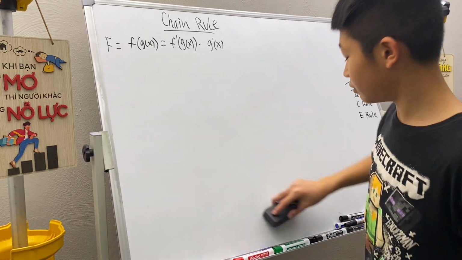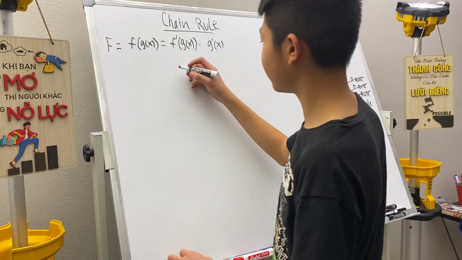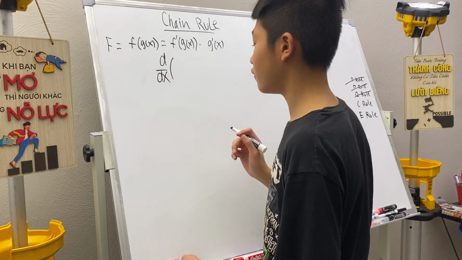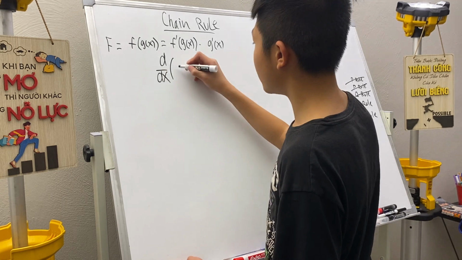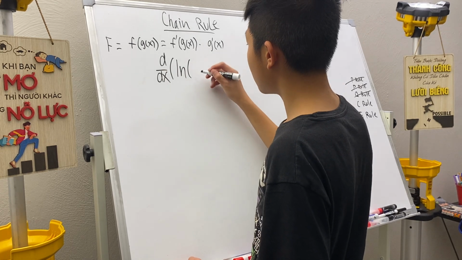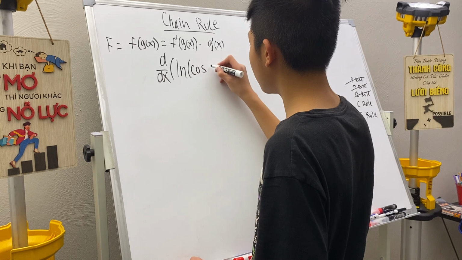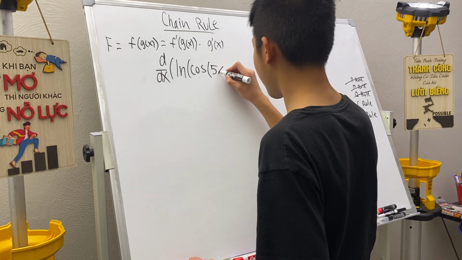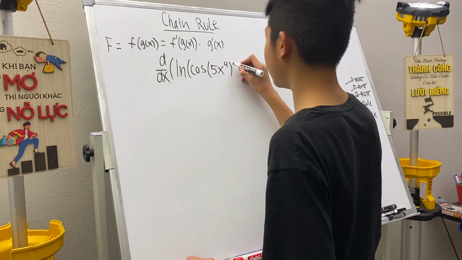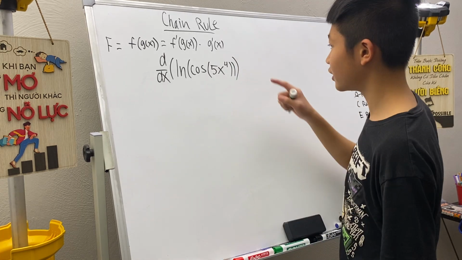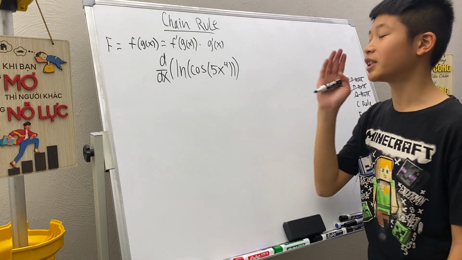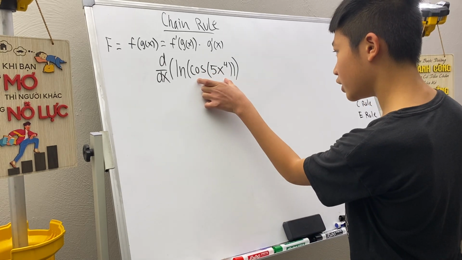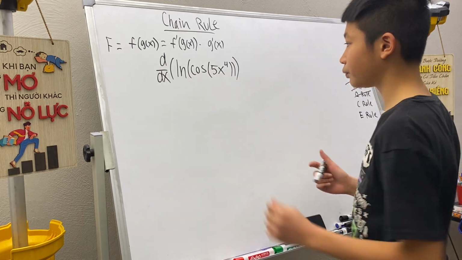Last one is pretty fun. Derivative of natural log of cosine of 5x to the 4th, in parentheses, cubed. Well, guess what? This is just the chain rule. So you want to figure out what this is first, then figure out what this is.